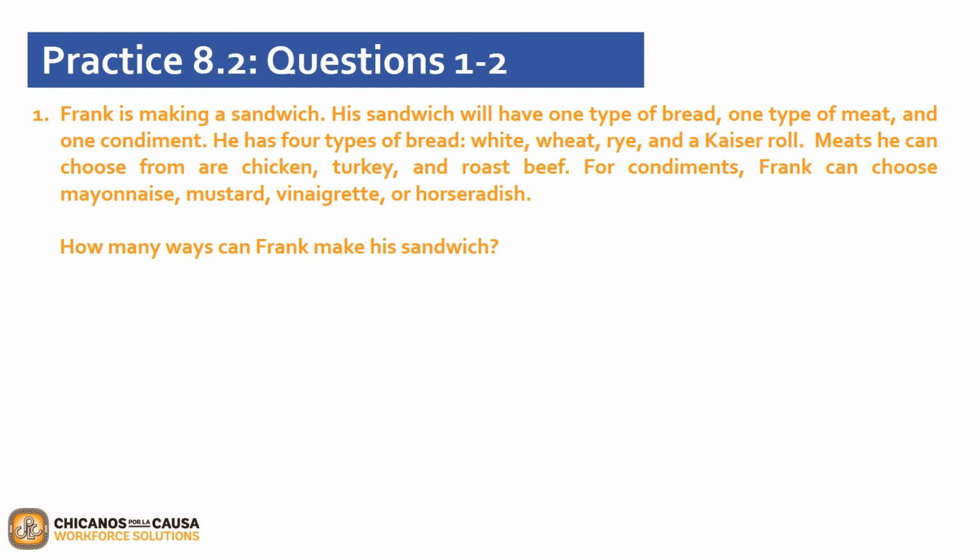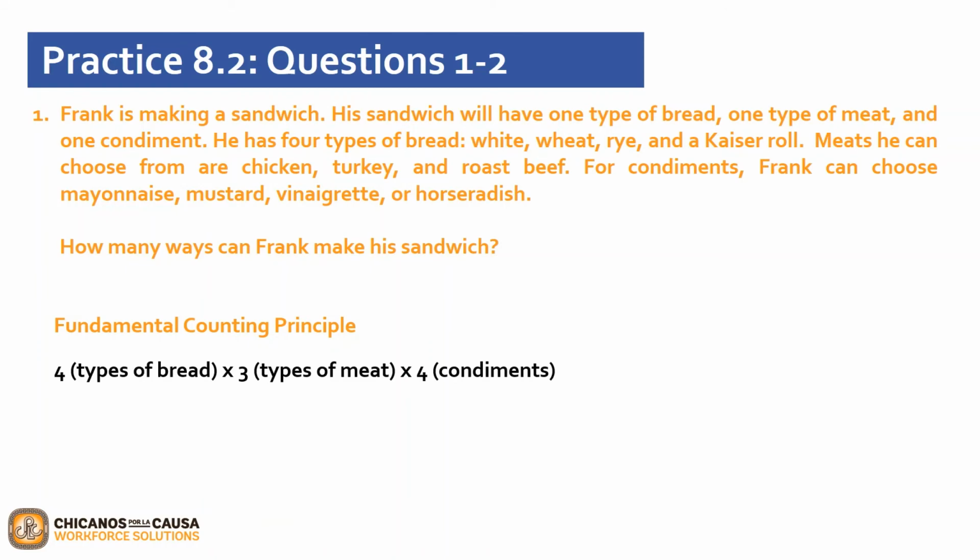So we're going to use the same principle, the fundamental counting principle, in order to come up with the number of combinations that Frank can make for his sandwich. So we're going to take 4, which are the types of breads, times 3 types of meats, times 4, which are the condiments, which will give us a grand total of 48 ways of making a sandwich. Kind of makes you hungry, right? Let's go ahead and look at our second example.